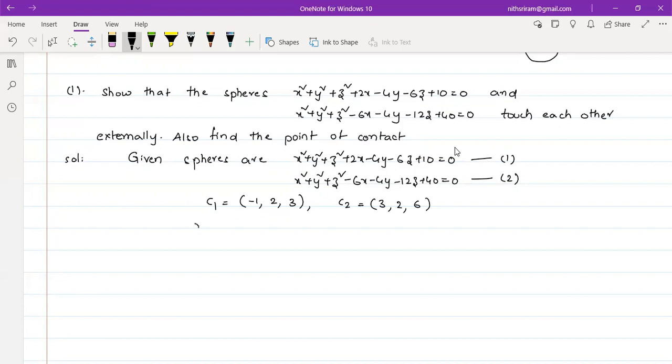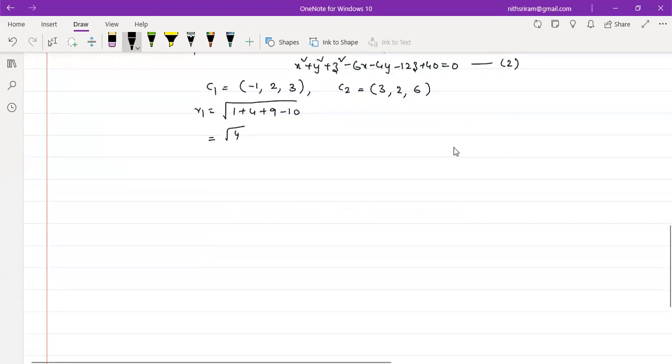Now for radius R1, the formula for radius is square root of u square plus v square plus w square minus d. It means minus 1 whole square is 1, plus 2 square is 4, plus 3 square is 9, minus d. It is nothing but the constant term in the first sphere, that is 10. So this is equal to root 4. Root 4 is nothing but 2.